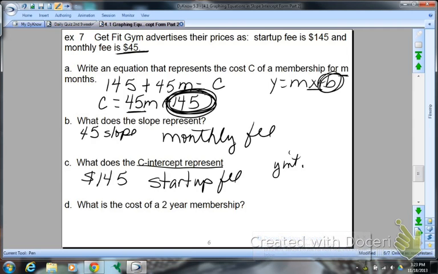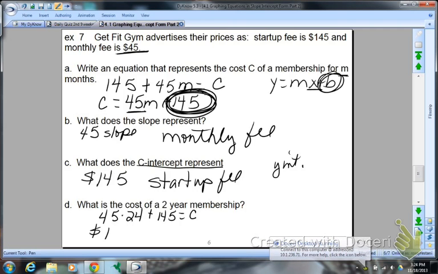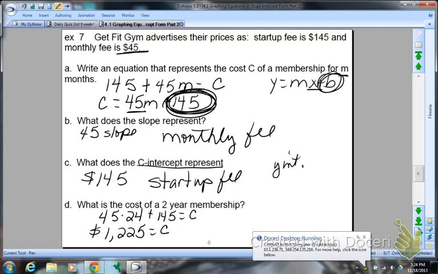And then example D, what is the cost of a 2-year membership? Now be very careful here. The equation is for months. So a 2-year membership would be how many months? 24. So you would write 45 times 24 plus 145, and that would be your 2-year cost. So calculate that. So we get $1,225 is your cost. So after 2 years, you have spent $1,225.